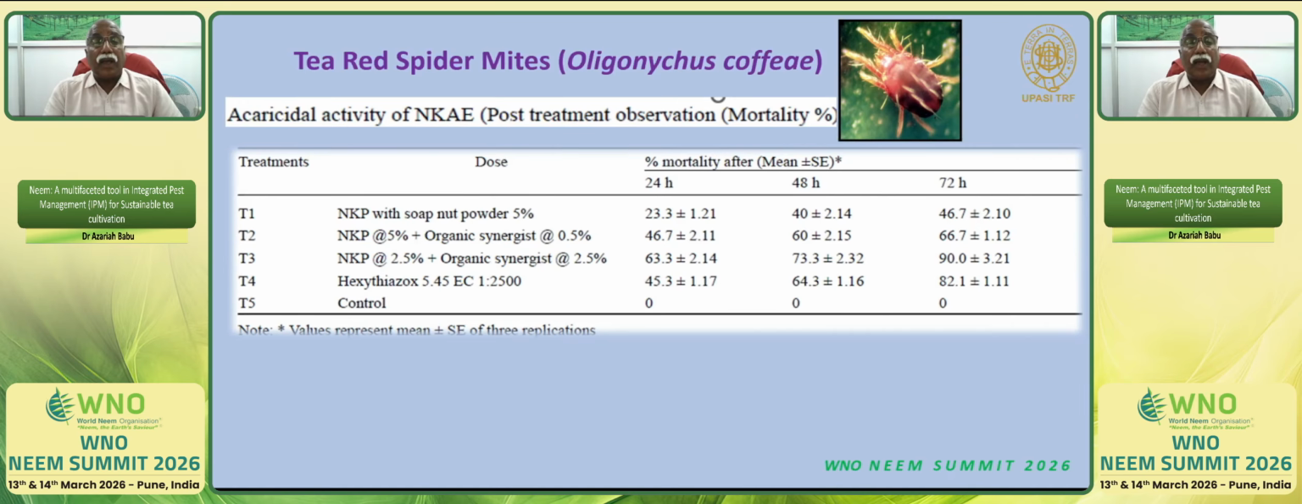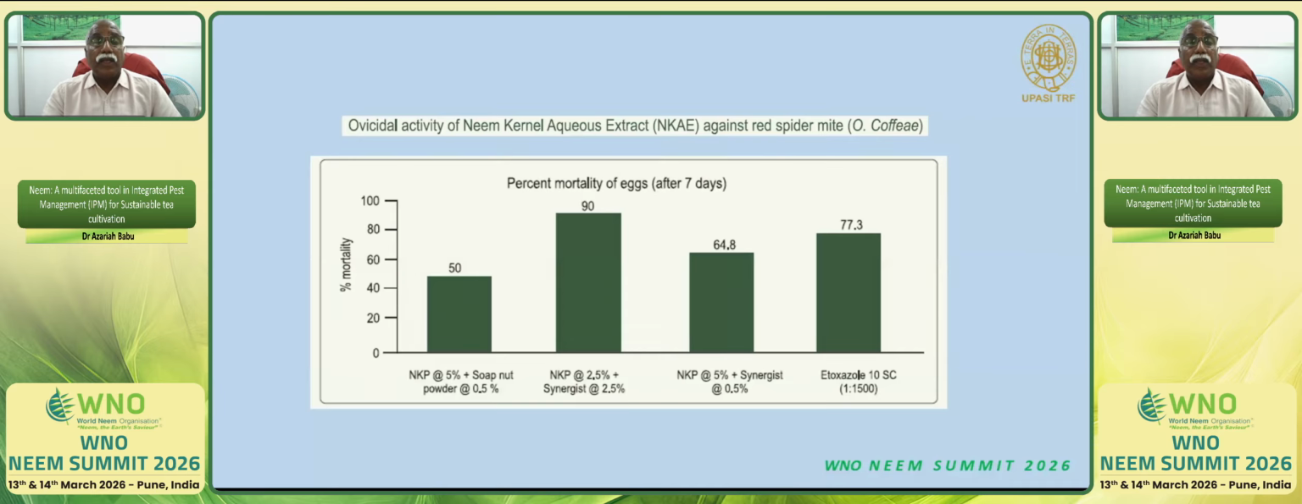Coming to the acaricidal activity, we applied the neem kernel powder along with soap nut, with different treatments at 24 hours, 48 hours, and 72 hours. You can see that neem kernel powder at 2.5% with organic synergist at 2.5%, treatment 3, showed around 90% mortality, which is at par with the synthetic chemical hexythiazox under laboratory conditions. The ovicidal activity of neem kernel aqueous extract is mentioned here. The egg-killing effect of the neem kernel extract is 90%, which is better than the chemicals.